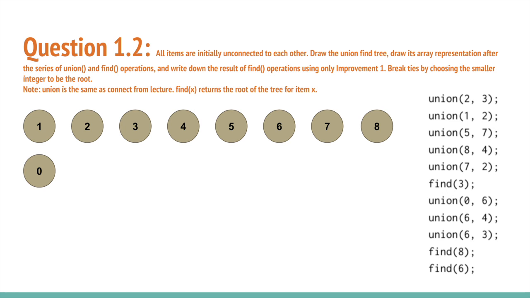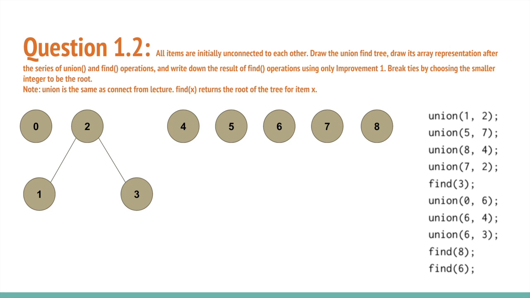In question 1.2, we are asked to draw the union find tree after executing the following sequence of methods without path compression. We break ties by choosing the smaller integer to be the root and begin with all nodes unconnected. Also, calling find on some x will return the root of the tree. So union 2, 3 would connect nodes 2 and 3. Then union 1, 2 would connect 1 to 2, with 2 as the root since it is part of a larger tree.